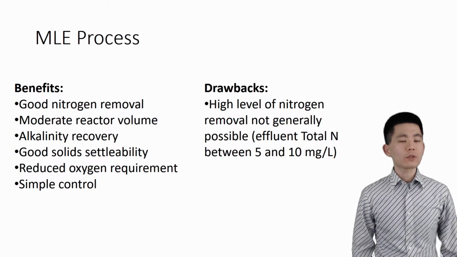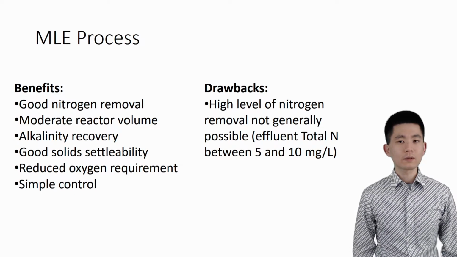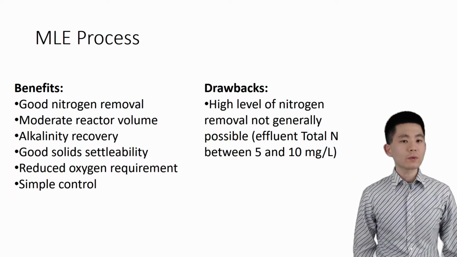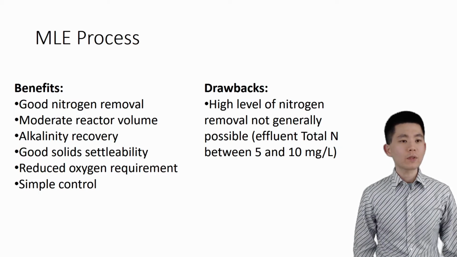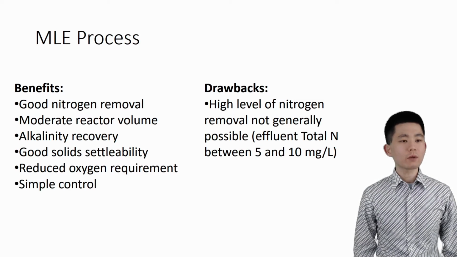This table shows the advantages and disadvantages of the MLE process. Because the nitrate removal in this process relies on the recirculation of mixed liquor, a certain amount of nitrate always ends up in the effluent without treatment. It is not possible to achieve thorough nitrogen removal in MLE systems. There's always between 5 and 10 mg per liter of total nitrogen in the effluent.